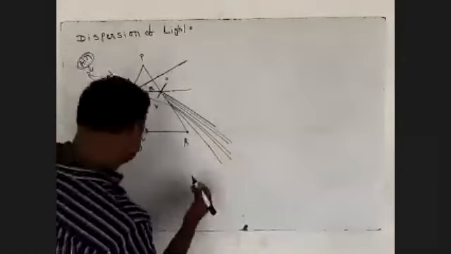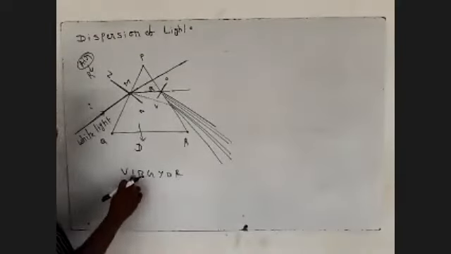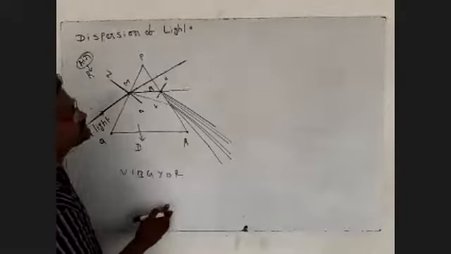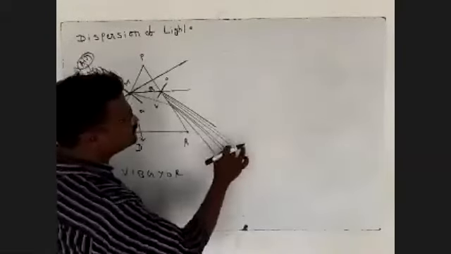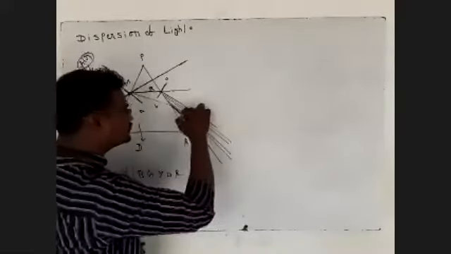So we have the colors. That is VIBGYOR. One, two, three, four, five, six, seven colors we are getting. One, two, three, four, five, six. So we are getting one more color.